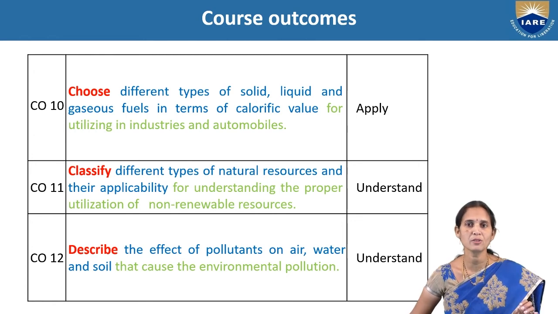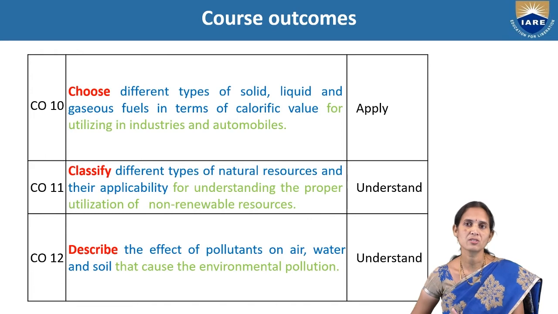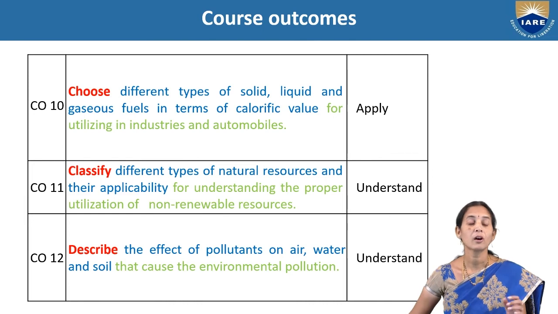CO11: classify different types of natural resources and their applicability for understanding the proper utilization of non-renewable resources. So here we discussed natural resources, and how we are applying that for understanding the proper utilization of non-renewable resources. So we learned in natural resources about renewable resources and non-renewable resources, and we will come to know now how properly we have to utilize the non-renewable resources, because they are exhaustible resources. So we have to use them carefully. So we wrote here understand.